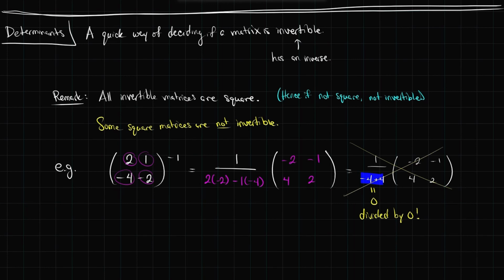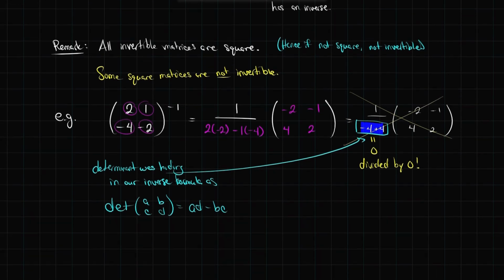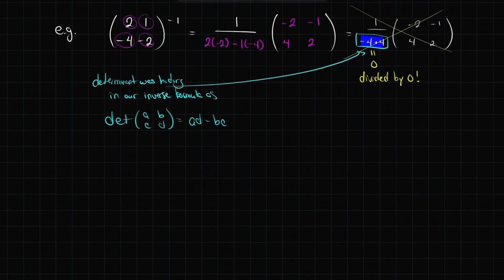Now, where was the determinant here? The determinant hides in our formula. So the determinant was hiding in our inverse formula as, well, the determinant, at least of a two-dimensional matrix A, B, C, D, was that denominator, AD minus BC. So it was that denominator. Now let's actually see what a determinant is in reality.